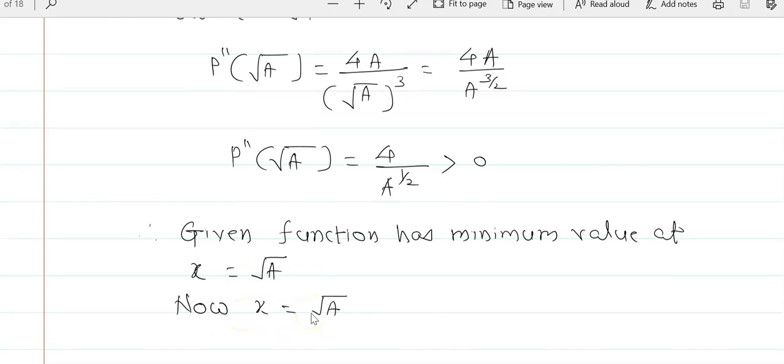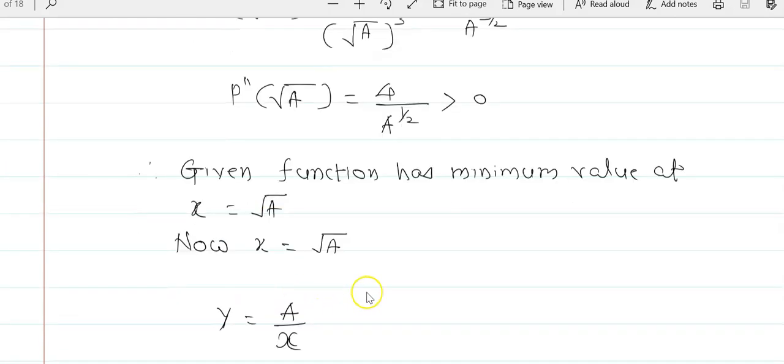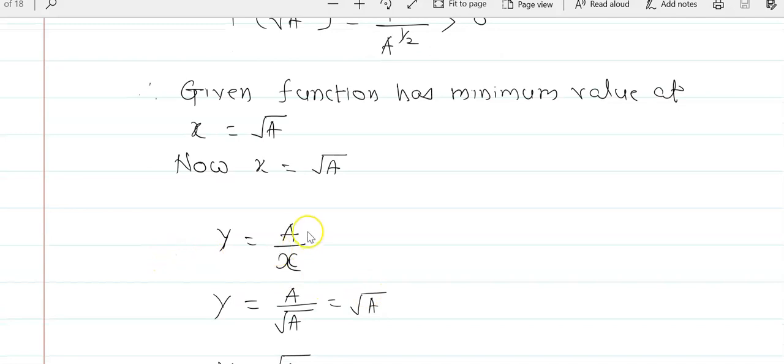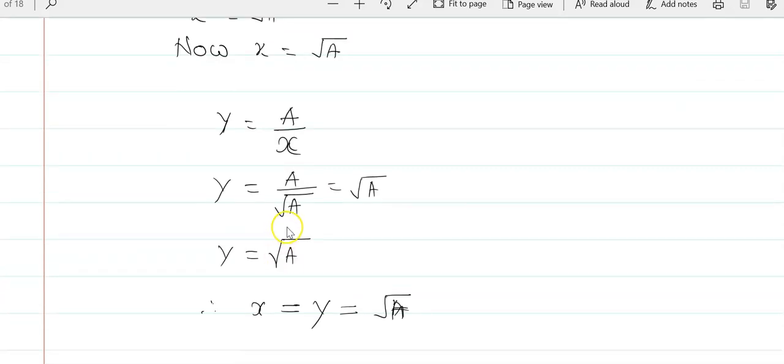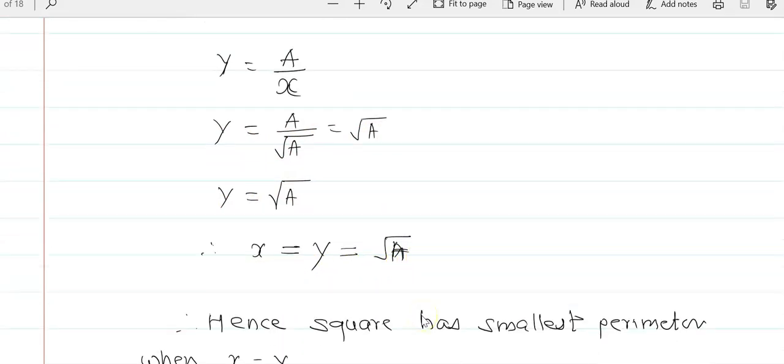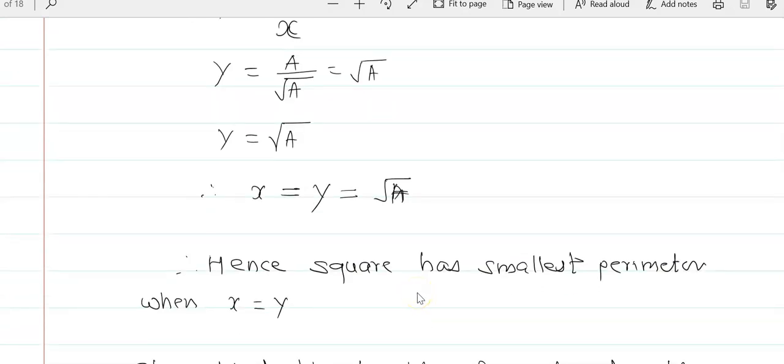And that's why now when x is equal to root of a, y is equal to a upon x. But what is the value of x? x is root of a. Therefore, y is equal to root a. x is equal to y is equal to root a. Hence, the square has the smallest perimeter when x is equal to y.